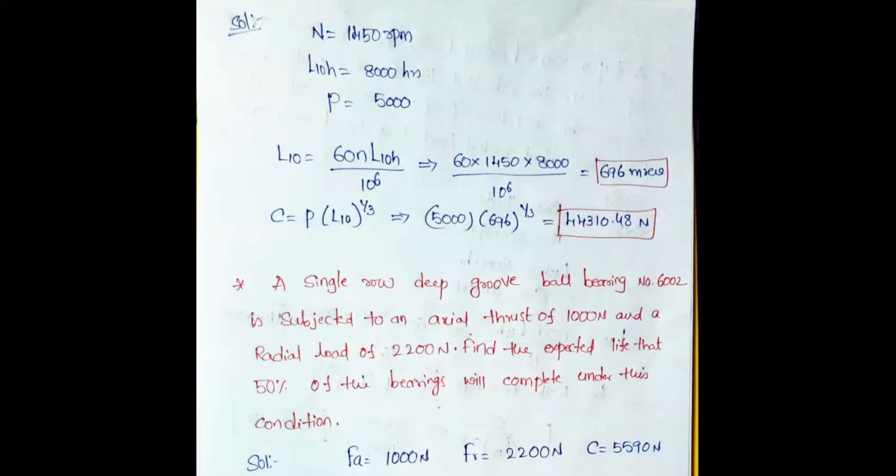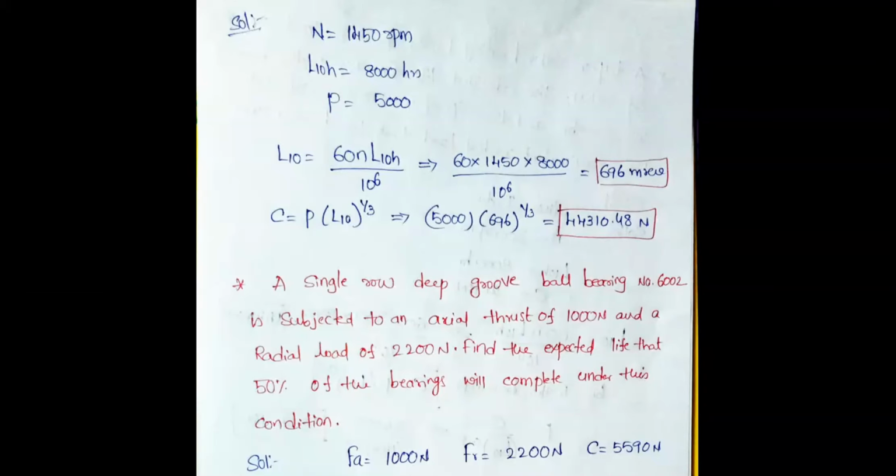We cannot solve the problem without knowing the value of C. The C value is required because the question asks for 50% of the bearings. The relation for 50% is L50 equal to 5 times L10. That is the relation we have, so the L10 value is required. How do you get the L10 value? Based on your C value and your P value, you will get the required parameter.